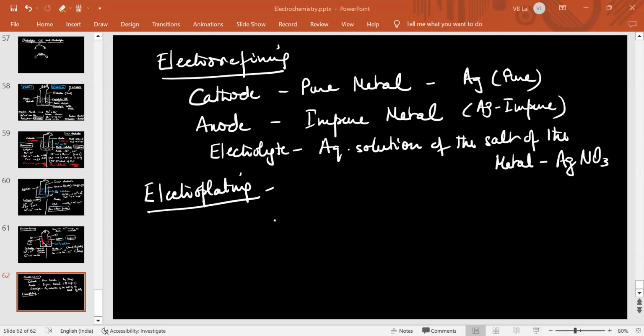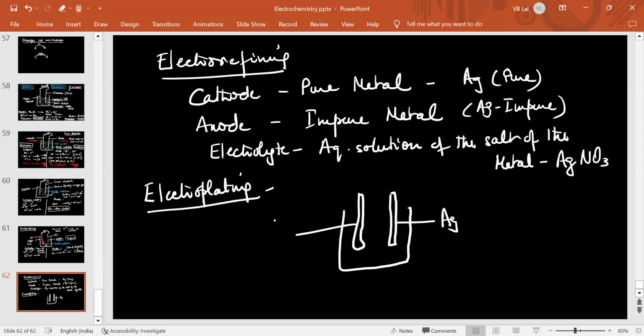So when we do electroplating, what do you do? In that case, you again have this electrolytic cell. And in this electrolytic cell, supposing I want to plate a spoon. So this is my spoon. And this is silver. The anode is made of silver. And this is the spoon to be plated, right? And you connect it with a cell.